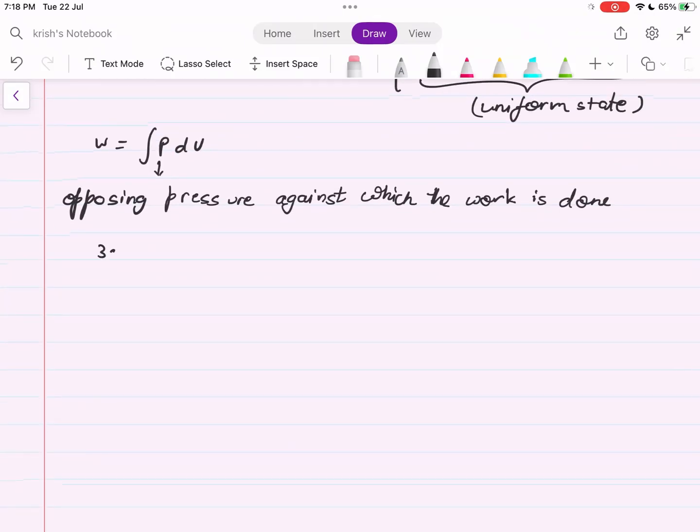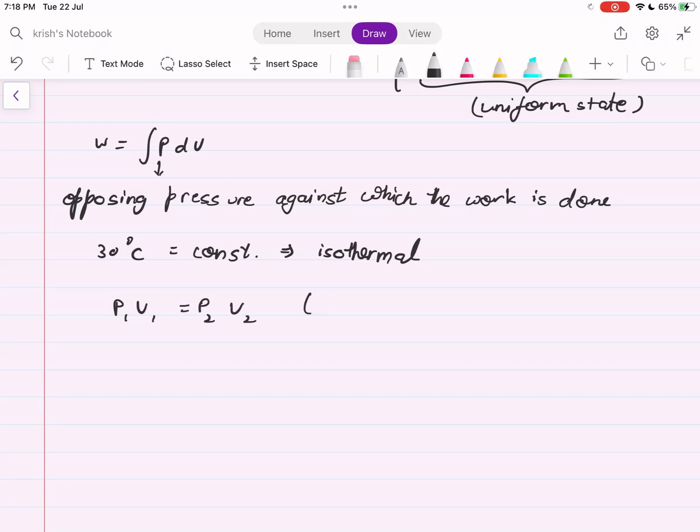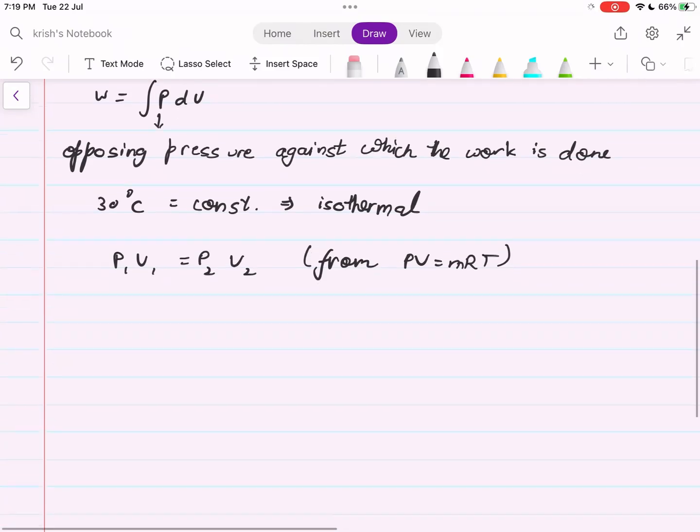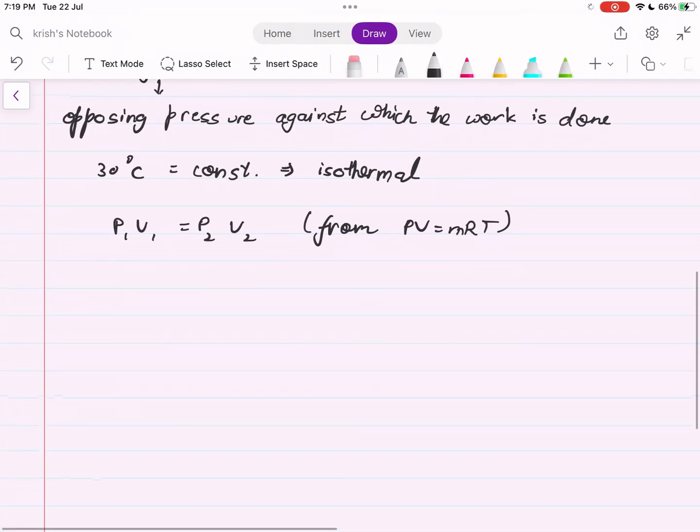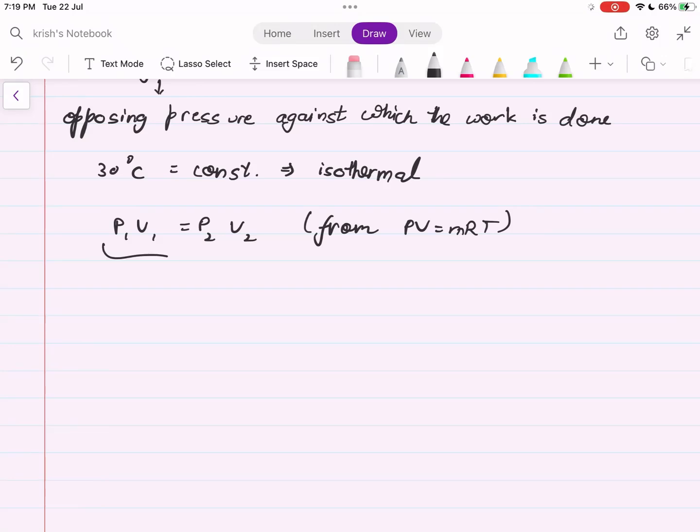Now, as 30 degrees Celsius is constant throughout the process, it means that it is an isothermal process. So, P1 V1 equals P2 V2, from PV equals nRT, or mRT. We can use this because it is argon, and we have to assume it to be an ideal gas. In fact, you can do it using tables, but why would you want to? Using argon gas as an ideal gas, also since it's a noble gas, it will most likely be an ideal gas. So that's why we are able to use this.